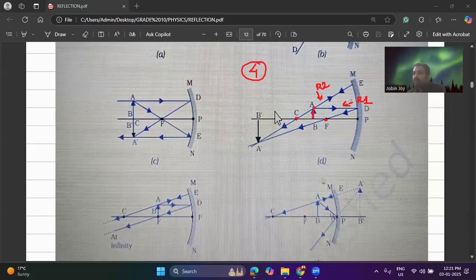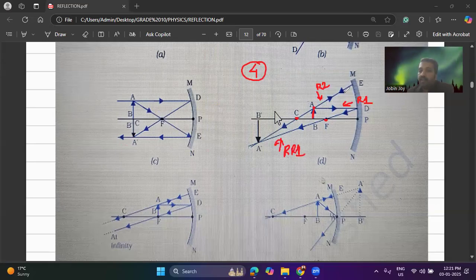We will consider the first ray. Ray 1 is parallel to the principal axis. We already know that if the light ray is parallel to the principal axis, it will be reflected and pass through point F. So this is reflected ray 1, RR1.